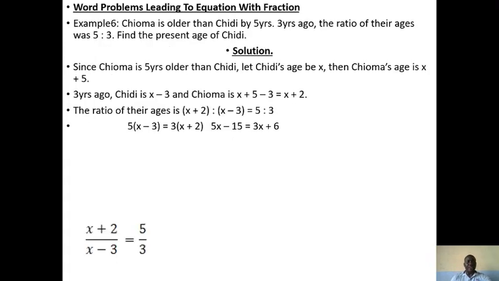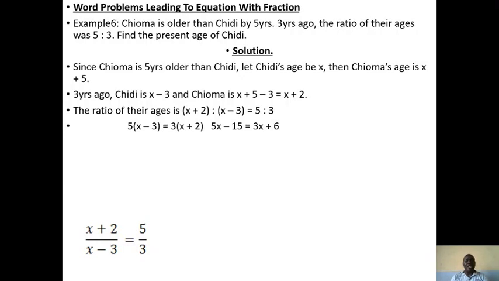So now let's look at word problems that lead to equations with fractions. I said anytime you hear something like 1/5 or 1/3, all these things involve fractions. And anytime you hear something like ratio, they also involve fractions. Please be attentive to the statement so that you can change the words into an algebraic equation or algebraic expression.